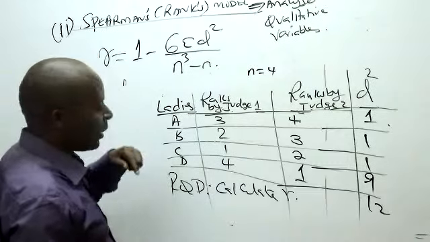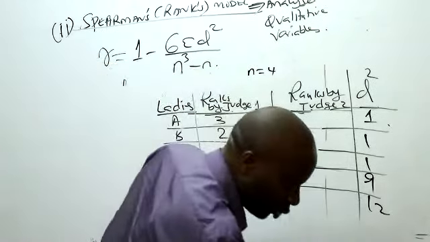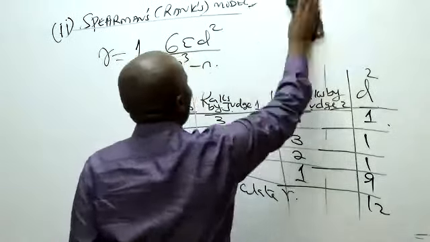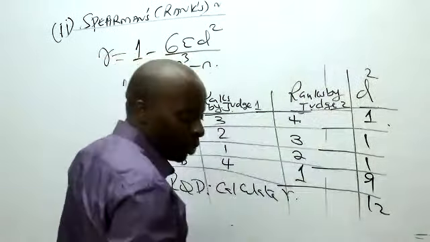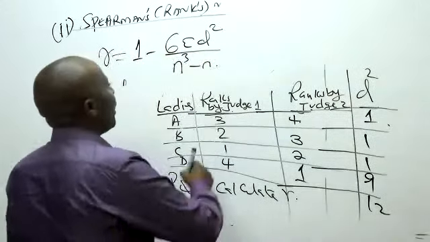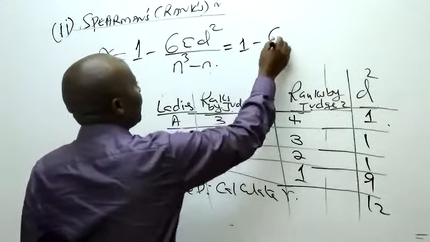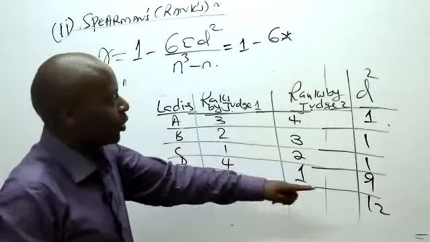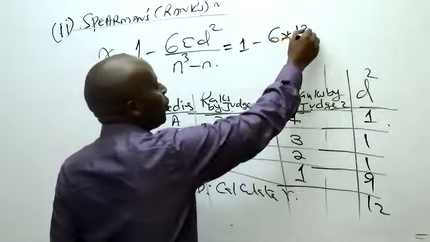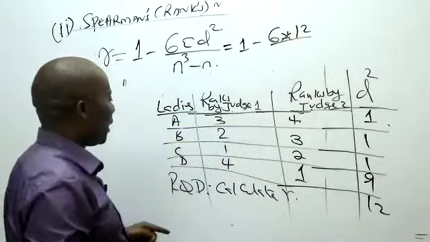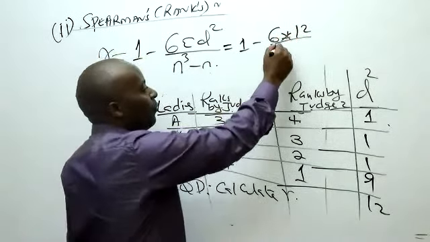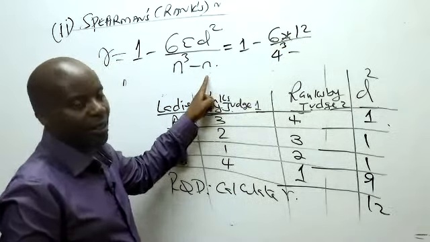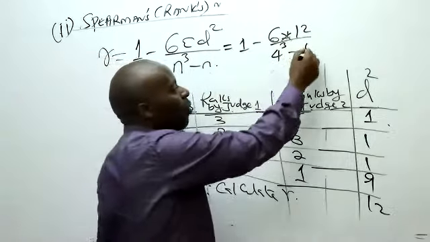So from there, come and now do your substitution. What do we have there? So ladies and gentlemen, what we have here will be 1 minus 6 times summation of d squared. Summation of d squared, which is what here? 12, all over n, which is 4. So we have here 4 cubed minus n again, n which happens to be 4, like that.